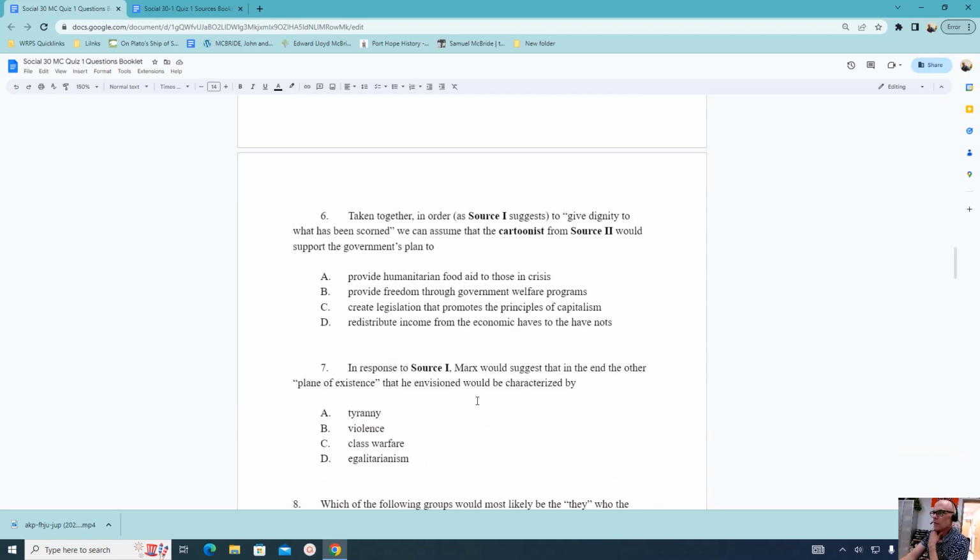Taken together, in order, as Source 1 suggests, to give dignity to what has been scorned, we can assume that the cartoonists from Source 2 would support the government's plan to provide humanitarian food aid, provide freedom through government welfare programs, create legislation that promotes the principles of capitalism, or redistribute income.